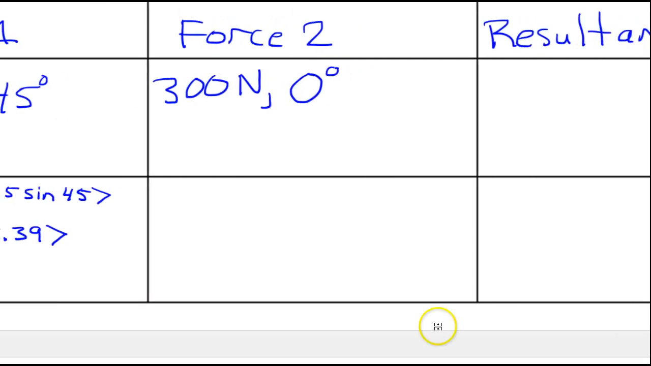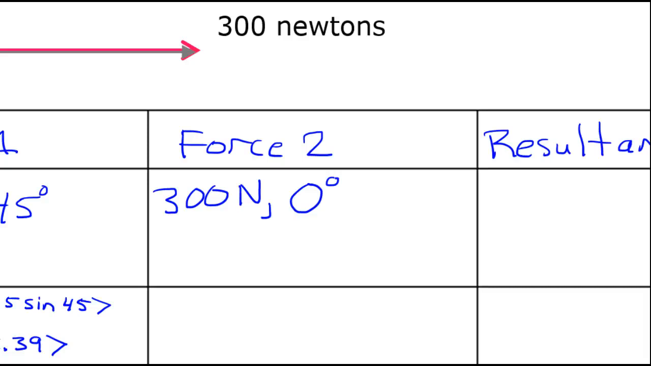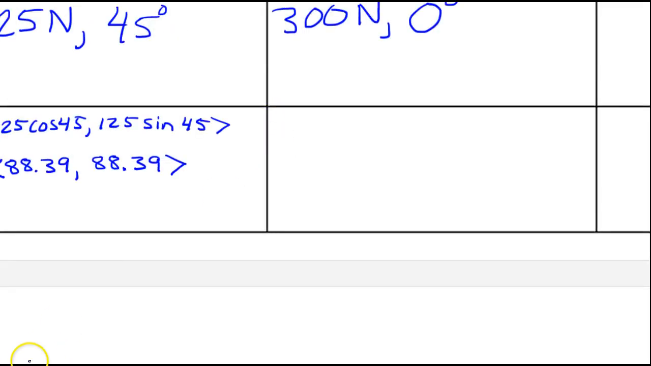Now, when I'm dealing with force 2, I'm not going to do r cosine theta and r sine theta because the second force is horizontal. It doesn't have a vertical component, only a horizontal component. So the entire 300 newtons is going to be the horizontal component. So that's why I'm going to have 300, 0. All horizontal, no vertical. And it's positive because it's going to the right, to the east.